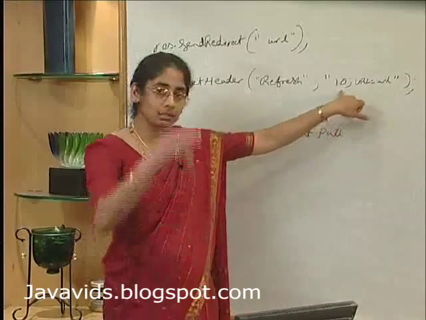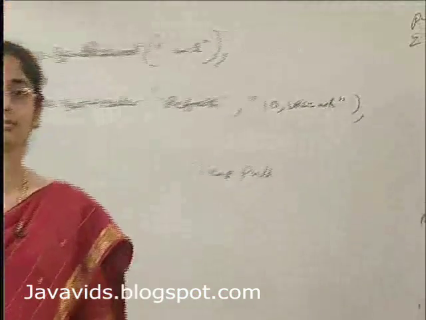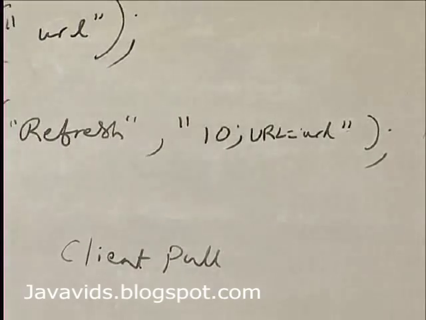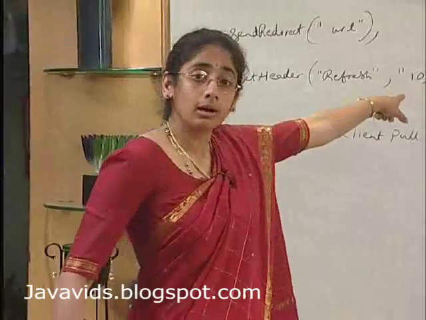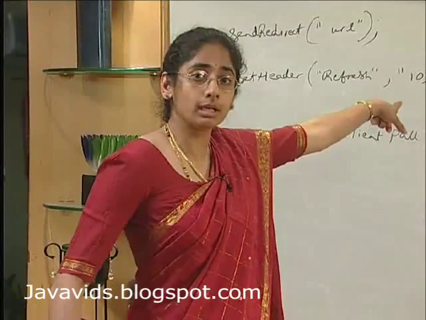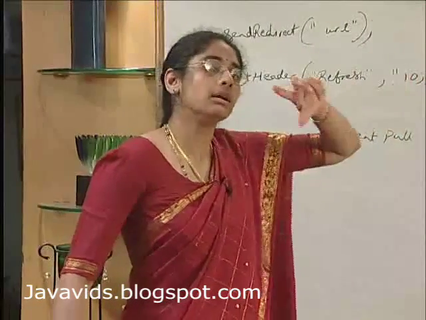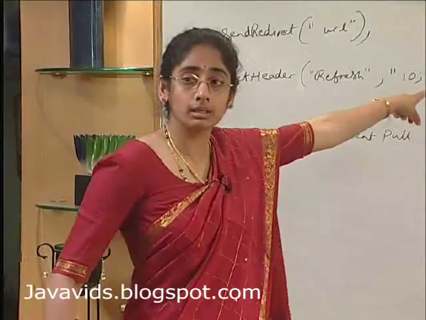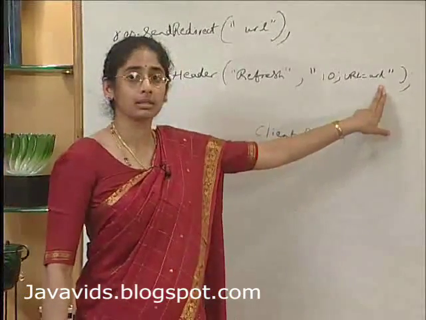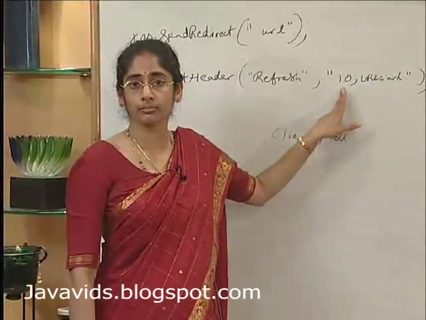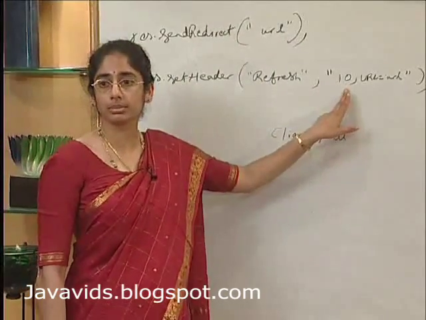So till 10 seconds the content that has been written is visible, so you can still view the content or the response. After 10 seconds, it automatically makes a call to the specified URL. That's why it's called client pull. From the client browser itself, we make a call to the specified URL. So it's a new request to the specified URL, but after the given amount of time. That's how send redirect is different from the client pull concept.